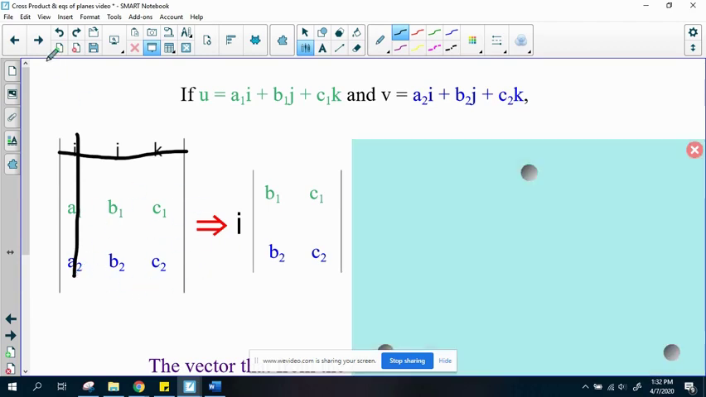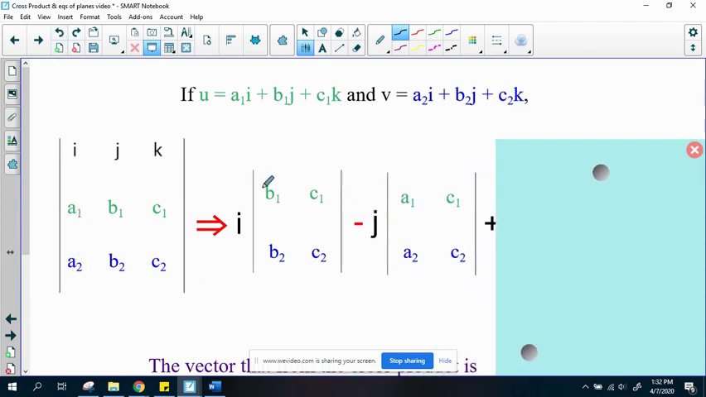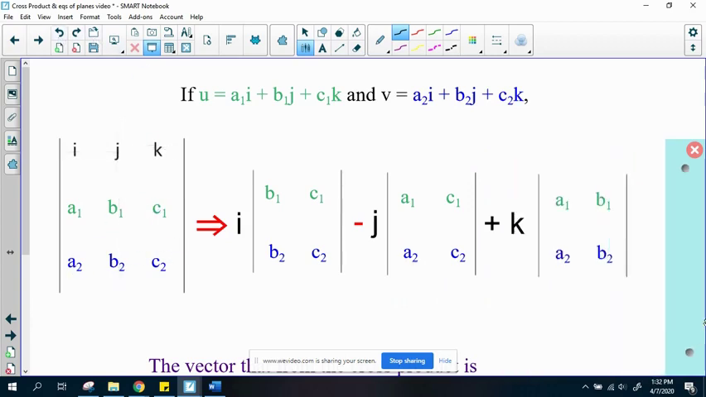If I'm looking at the j, then I would get rid of the top row and the middle column, and so I have a1, c1, a2, and c2. And then if I did the last one, k, I would get rid of the top row and the last column, and I would have a1, b1, a2, and b2. And now you have smaller 2x2 determinants, which are super easy to evaluate.